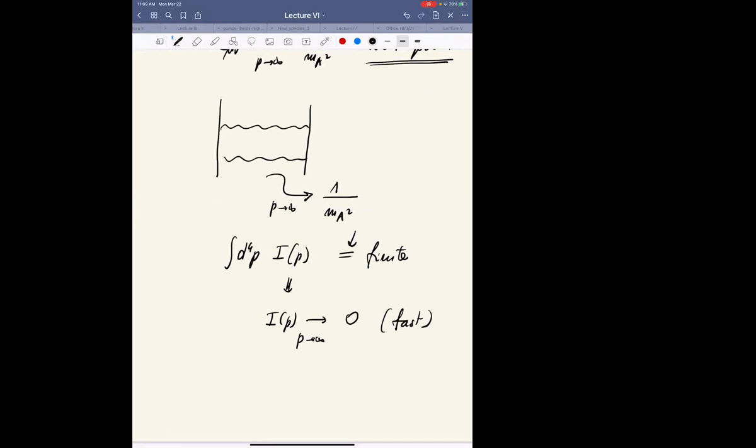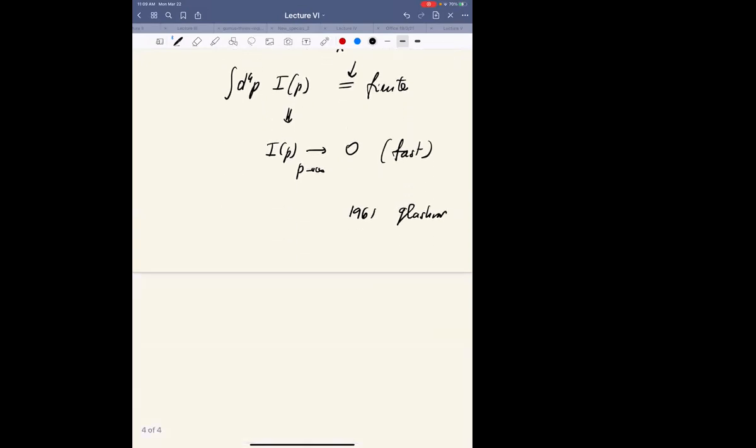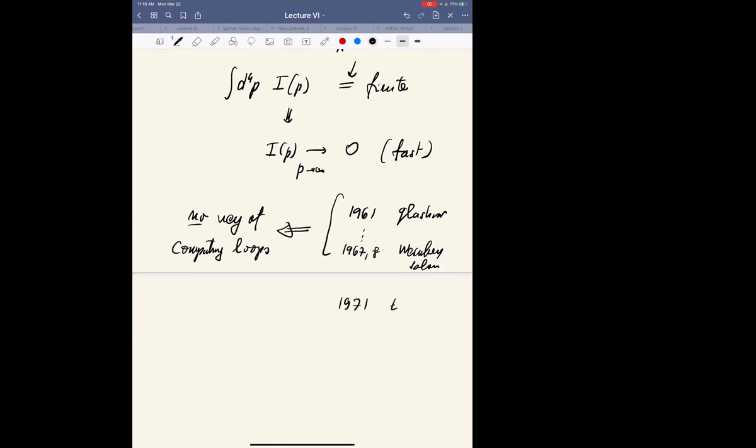And this has been the obstacle for years in the development of the standard model. From 1961, with the pioneering work of Glashow, through 1967-68, the Weinberg-Salam work, there was a problem. There was no way of computing. They realized that they couldn't compute loops and they got stuck, okay? Weinberg spent years of his life. The problem will be resolved in 1971, more or less, by 't Hooft.